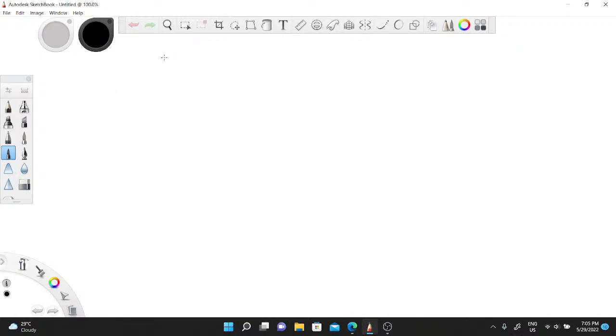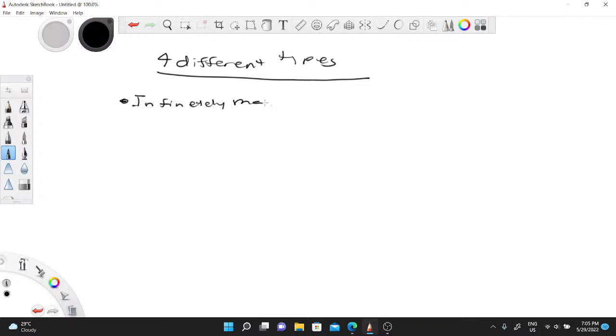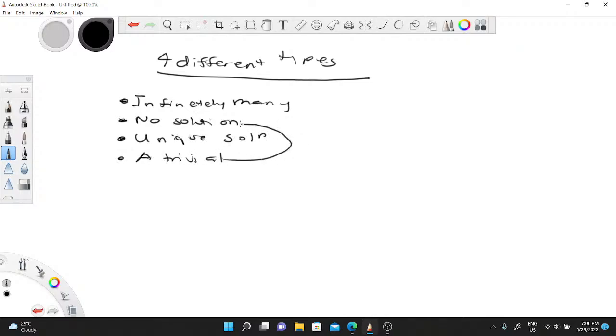So a system of equations can have four different types of solutions. The first one is that it can have infinitely many solutions. The second one is that it has no solution. The third one is that it has a unique solution. And the fourth one is that it has a trivial solution. Now, the trivial solution is most times compared to the no solution, right? A trivial solution is a solution that, for lack of a better term, doesn't really make sense, right? So most of the time, we don't talk about this. So we'll talk about the first three.